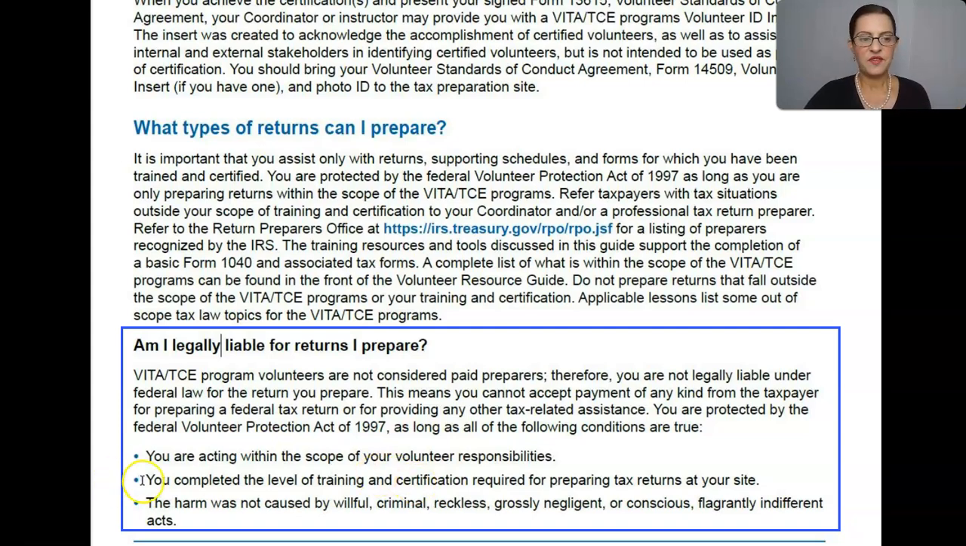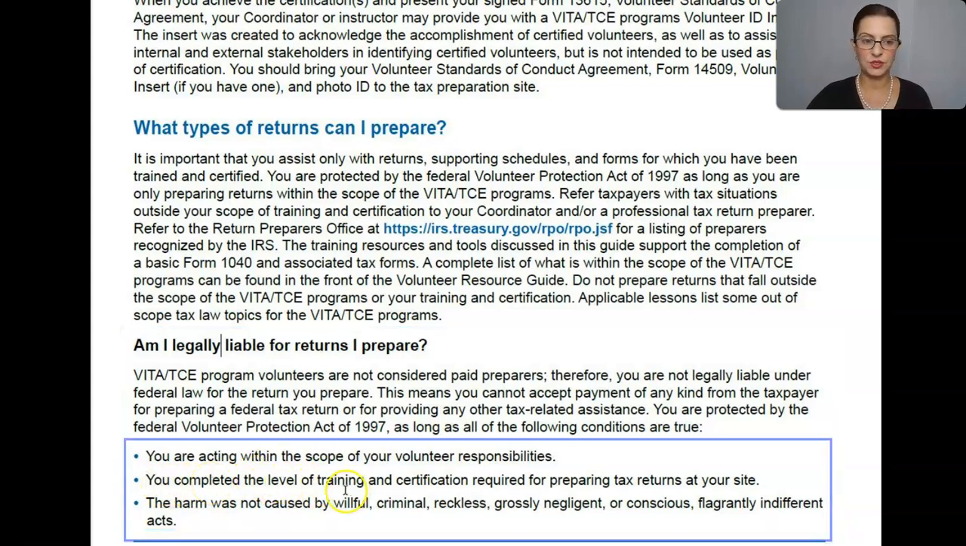You are protected by the Federal Volunteer Protection Act of 1997 as long as all of the following conditions are true. You are acting within the scope of your volunteer responsibilities. You have completed the level of training and certification required for preparing tax returns at your site, and the harm was not caused by willful, criminal, reckless, grossly negligent, or conscious, flagrantly indifferent acts. What this means basically is that you can't knowingly be preparing false returns, even if you do it as a volunteer or as an unpaid preparer. So you can't add fake dependents or put in fake deductions.